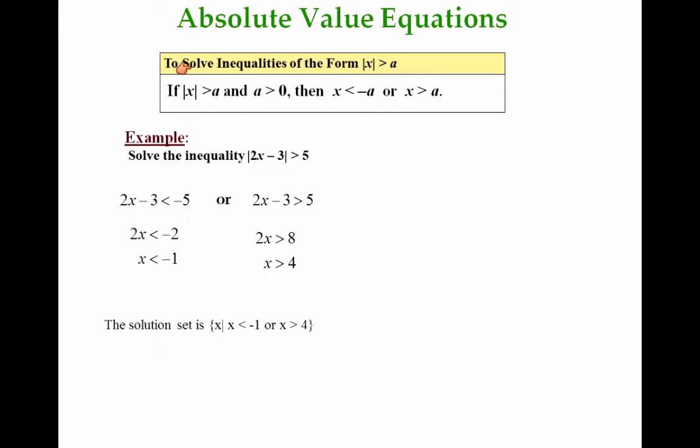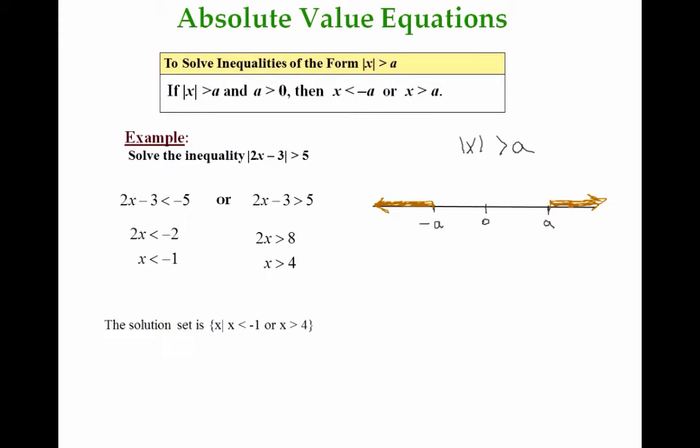Absolute value inequalities: to solve an inequality of the form absolute value of x is greater than a, let's see what that means. If this is 0 and this is a, and here you have negative a, absolute value of x is greater than a means all the numbers that are larger than a units away from 0. What are the numbers that are larger than a units away from 0? It would be all the numbers to the right of a. All these numbers here are larger than a units away from 0. And also all the numbers to the left of negative a.